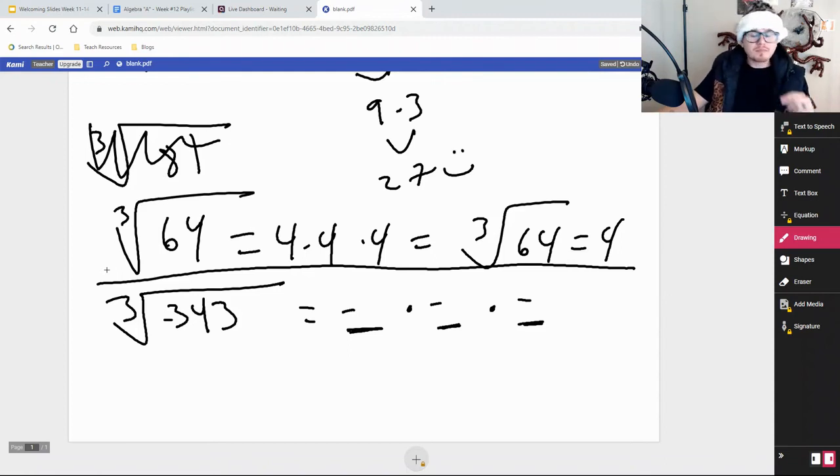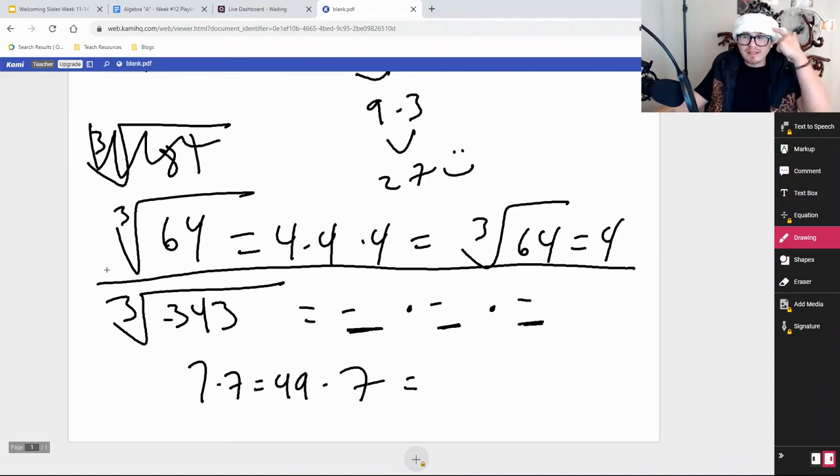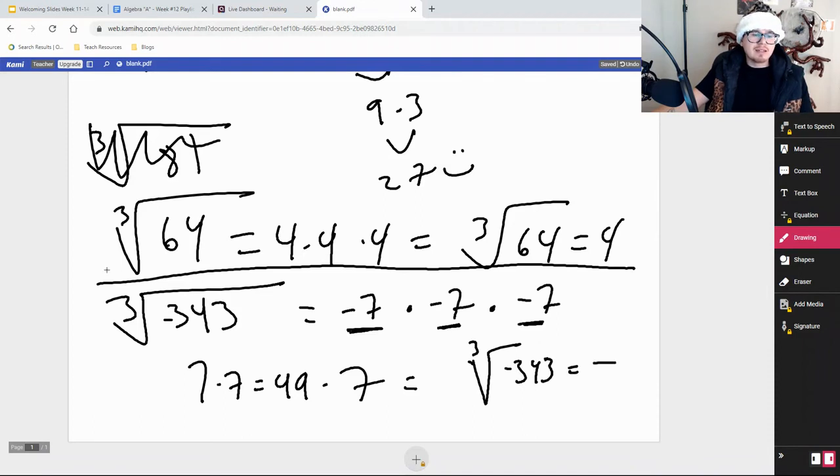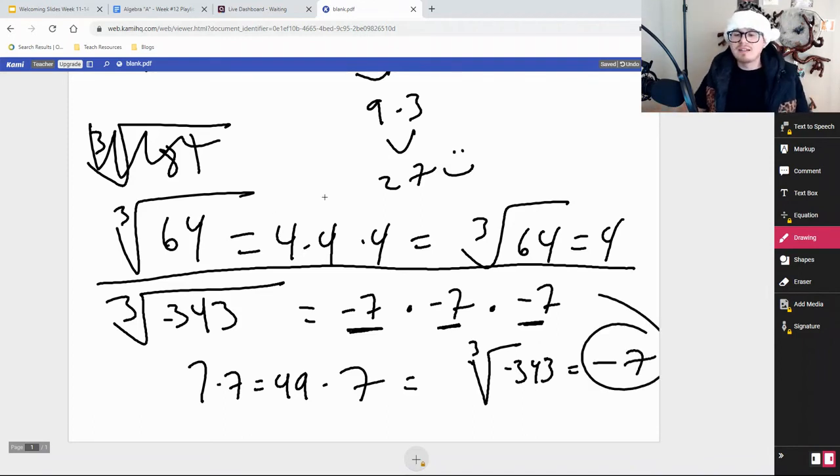Well, let's think. If we did 5 times 5 times 5, that'd be 125. That's getting there, but that's not quite there. If we did 10 times 10 times 10, that's 1,000. That's way too high. So what if we did 7? So 7 times 7 equals 49, and times 7, big brain math, 7 times 50 is 350. We take away 7, that's 343. So negative 7 times negative 7 times negative 7 equals negative 343. So the cubic root of negative 343 is negative 7. So negative 7 does in fact work.